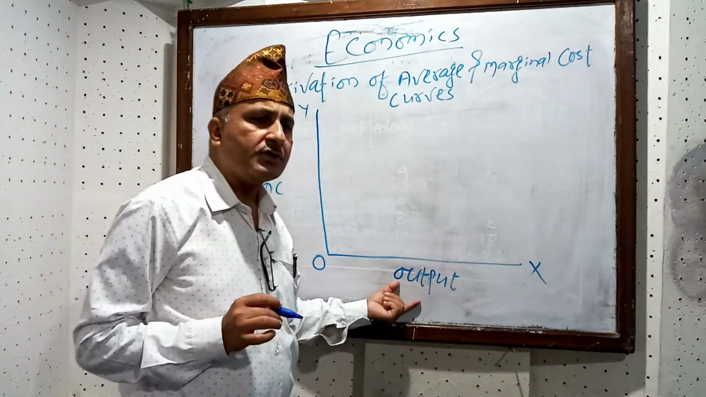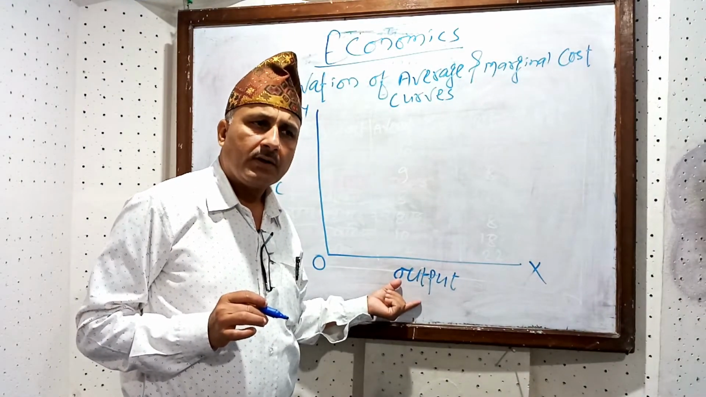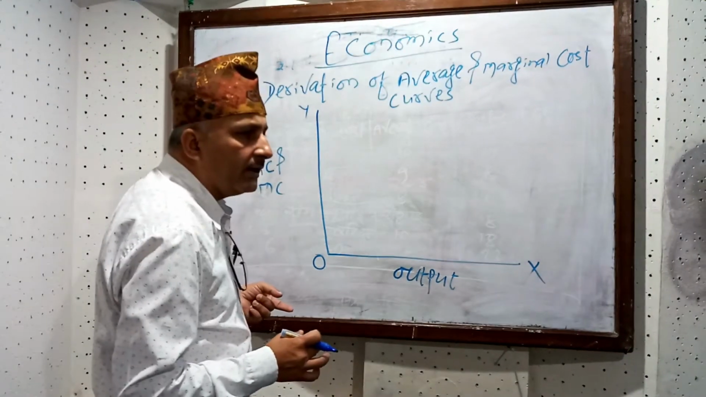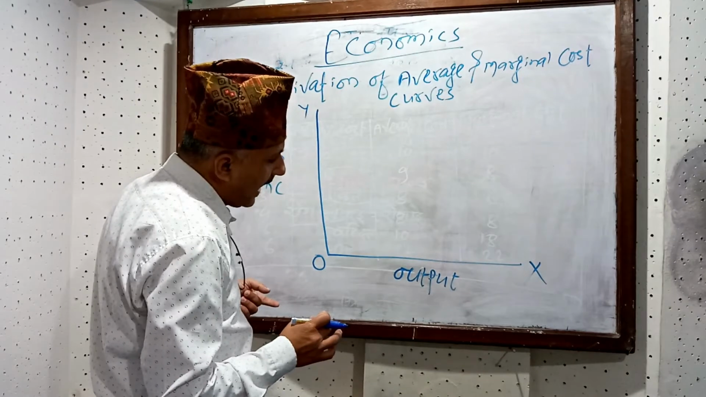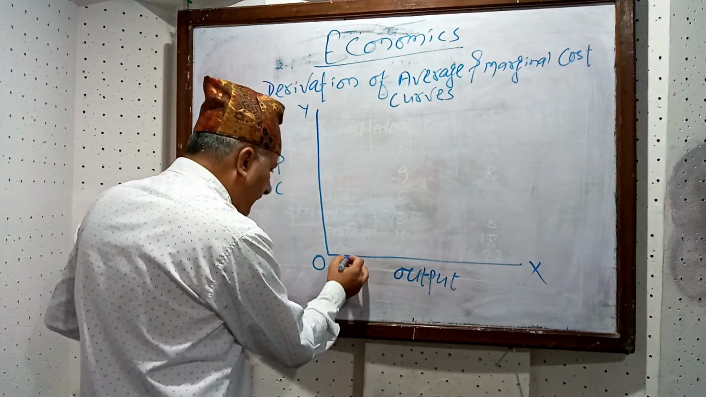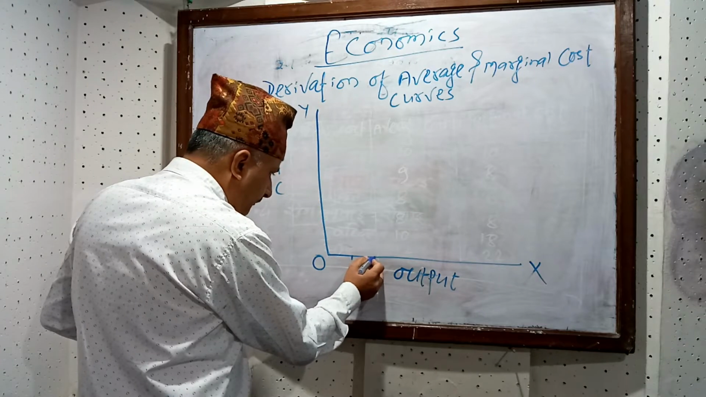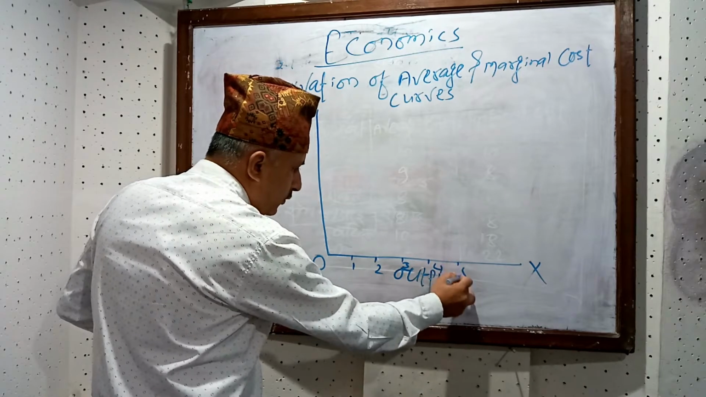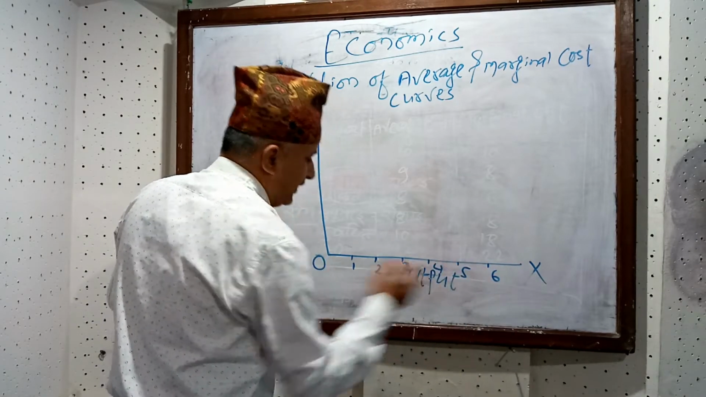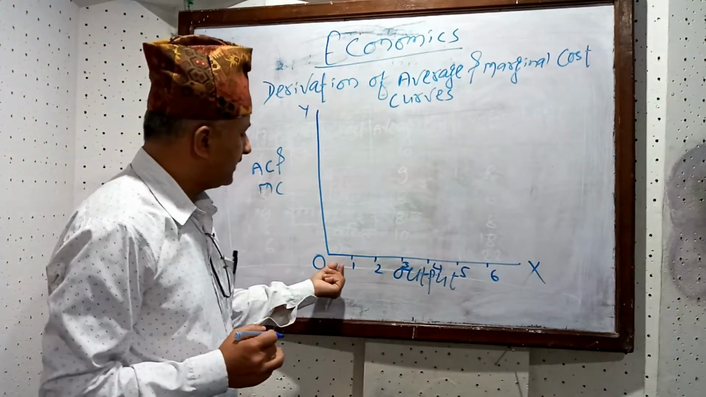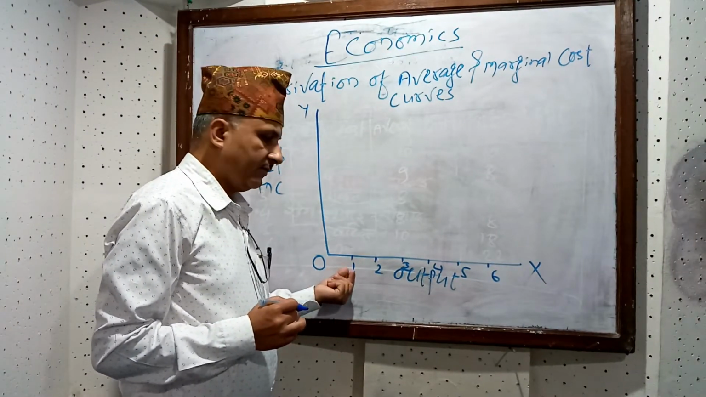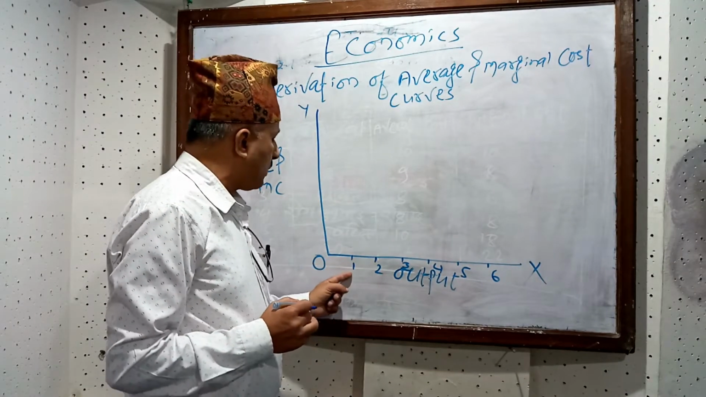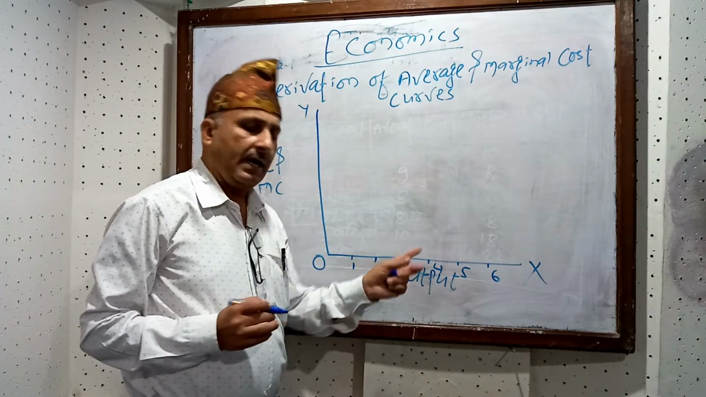Now, how many outputs are produced by this producer? That is 6 units of output. So now divide this OX axis into 6 pieces of similar length. That means 1, 2, 3, 4, 5 and 6, up to 6 units. All these points from 0 to 1 are, say, 1 centimeter. The distance from the origin to 1 is equal to 1 to 2, 2 to 3 and so on.